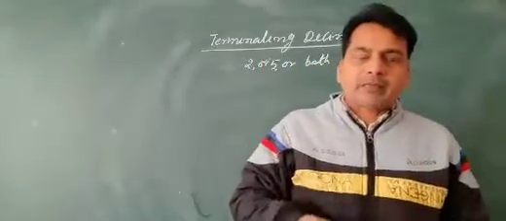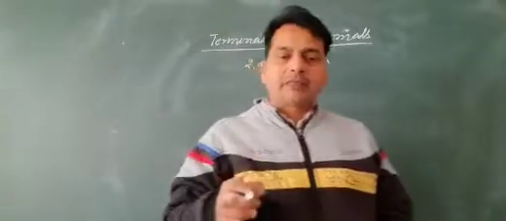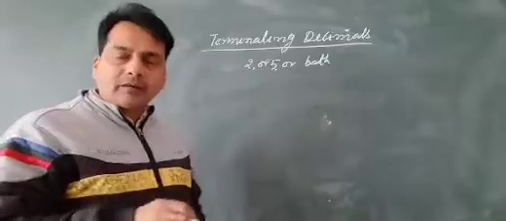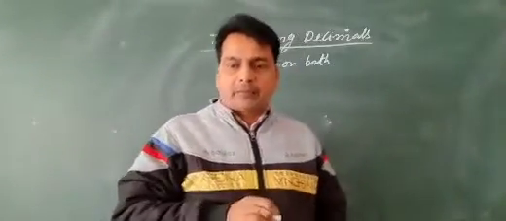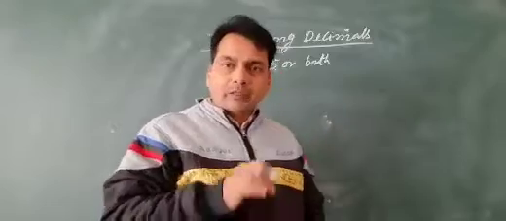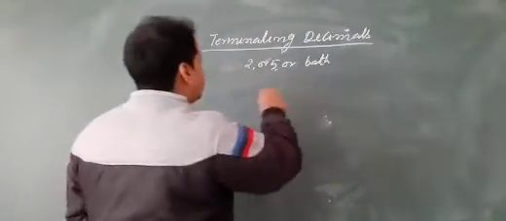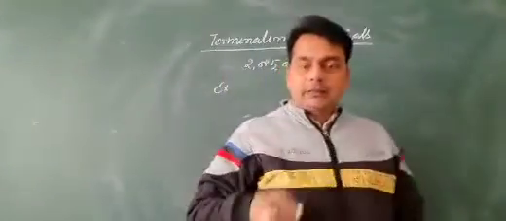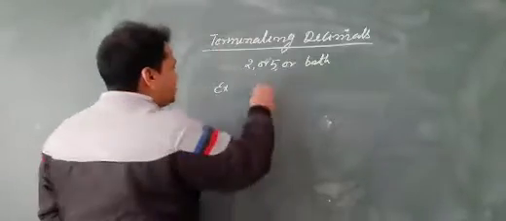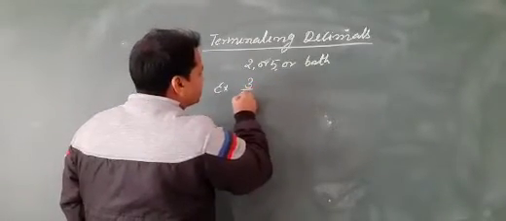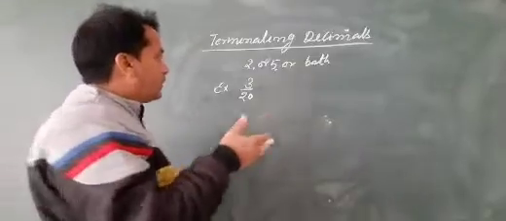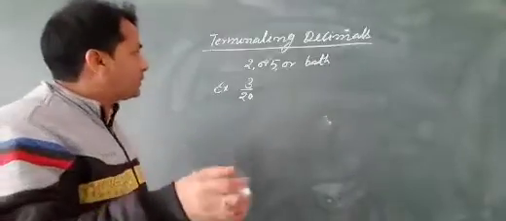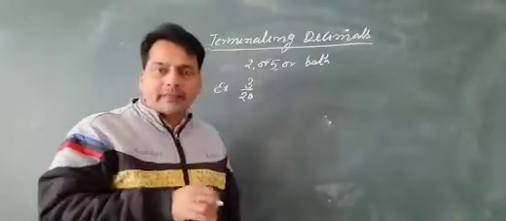A terminating decimal is one in which the division terminates and which has a finite decimal part. So here is an example. Suppose we take the rational number 3 by 20. Here the prime factors of the denominator are only 2 or 5 or both, so it is called a terminating decimal.